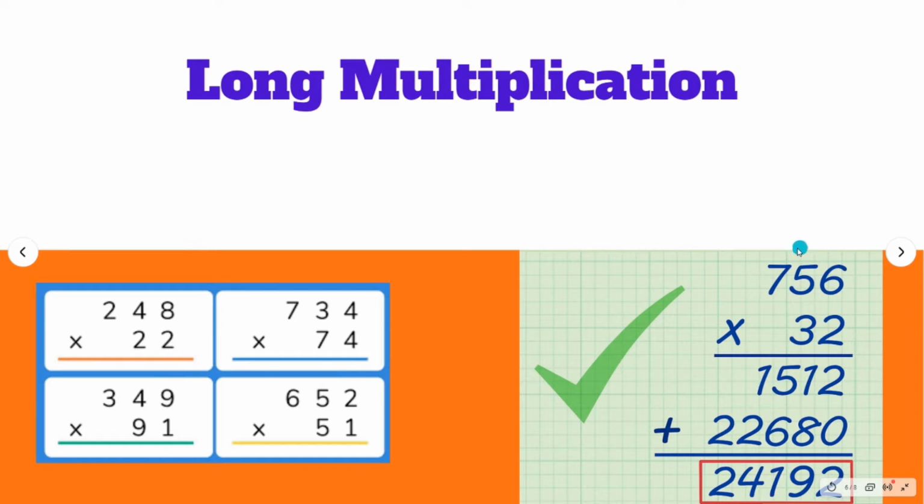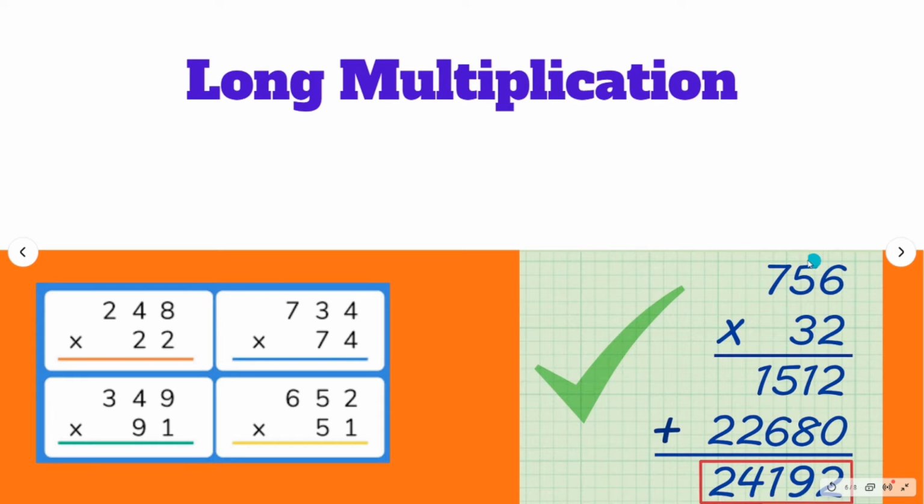So let's say we're doing 756 multiplied by 32. What we'd do is we'd write 756 and then underneath it write 32. And then we start from the right and we break down the problem so that we can do it more easily. First we do 6 times 2, and that gives us 12. However, since 12 is a 2-digit number, we only write the first digit, which is 2.